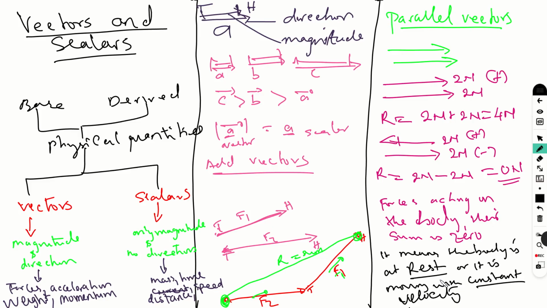So how do we add vectors that are parallel? You have to first choose a sign. If they are moving in the same direction, you can give them a positive sign, then you add. But if they're moving in opposite directions, one side should be positive and the other negative, and then you add them.